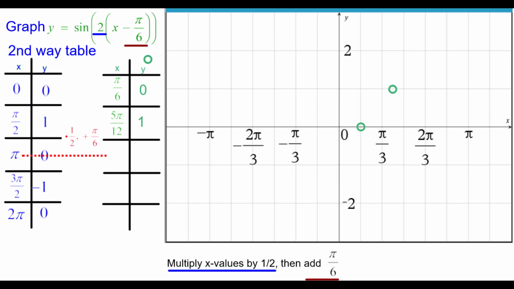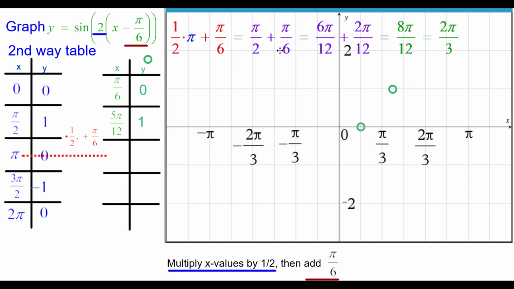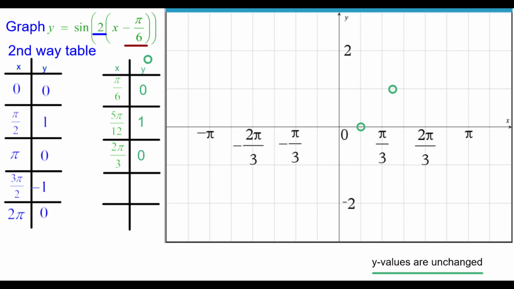Pi times a half plus pi over 6, that'd be pi over 2 plus pi over 6. Here I got a common denominator of 12, so I should have gotten 6, but got 8 pi over 12, which is 2 pi over 3. Y values are unchanged, so 2 pi over 3 comma 0.